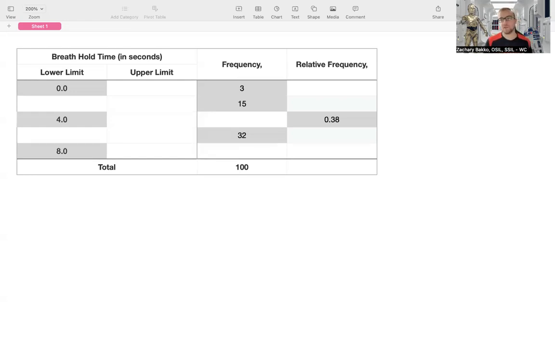So remember, class width is the distance from one lower class limit to the next. It's not the space between the lower and the upper limit. It's the distance from one lower class limit to the other one. So with this problem, you can see we have some missing data points. And we have a lower limit of 0. We don't know what the upper limit is. We don't know what the next class is, but then we know the next class starts with 4. Same thing, we don't know what the next class is, but the next class starts with 8.